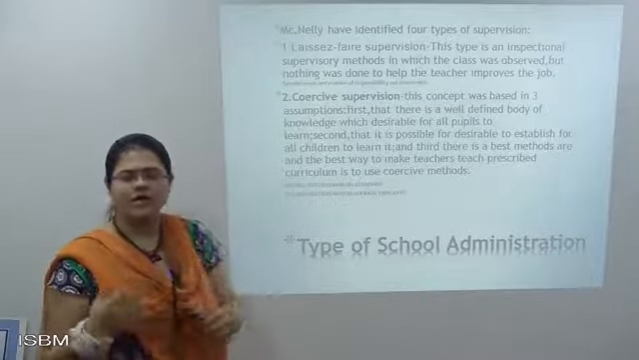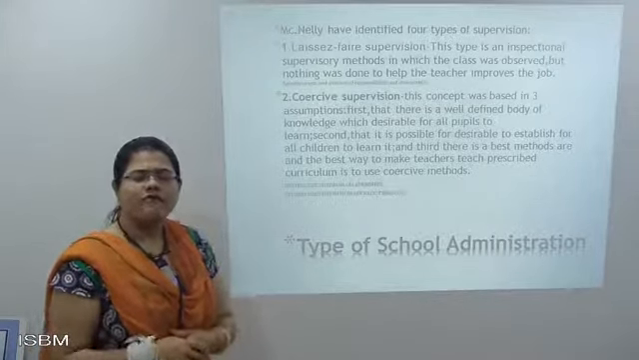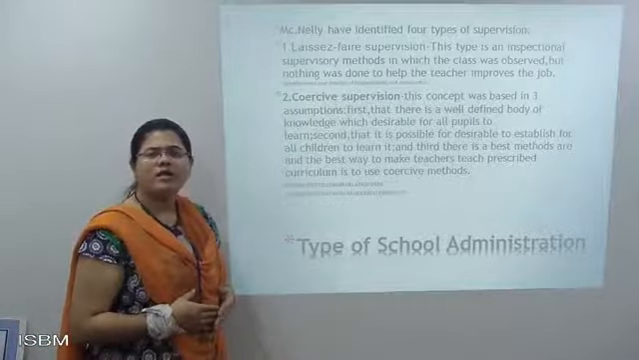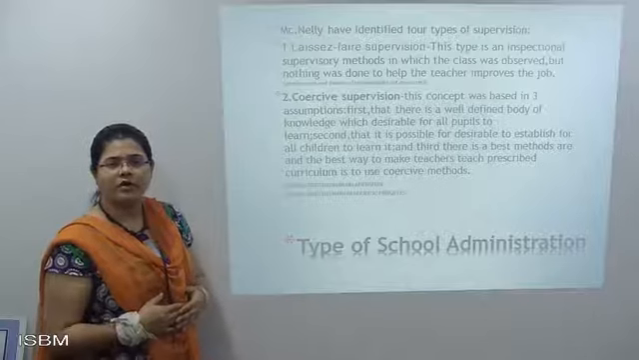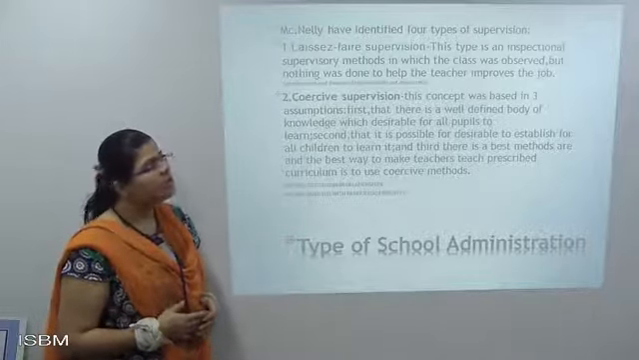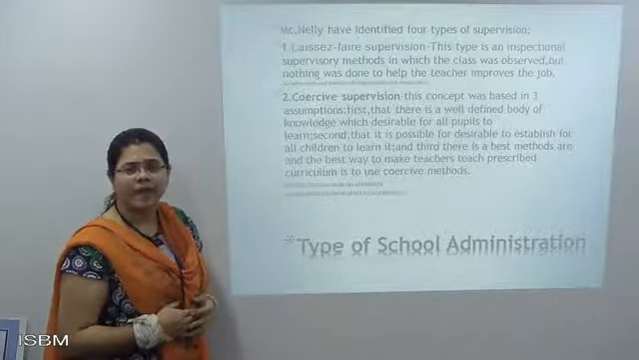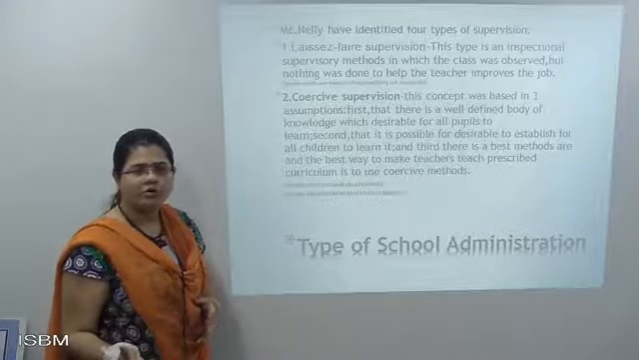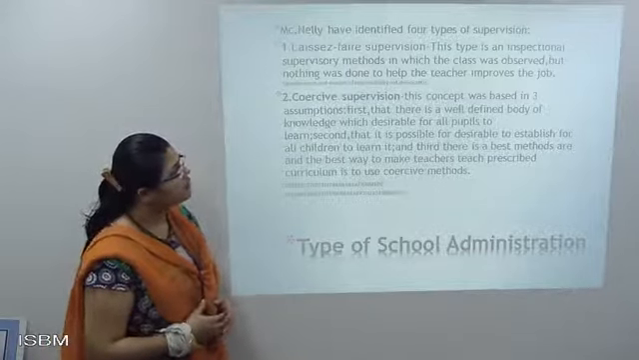Whatever has been going on, let it go on. So here very much carelessness has been shown. You can say there is no democratic quality used here. So this is also one type of supervision technique, where the laissez-faire way of supervision is done. Second, coercive supervision.